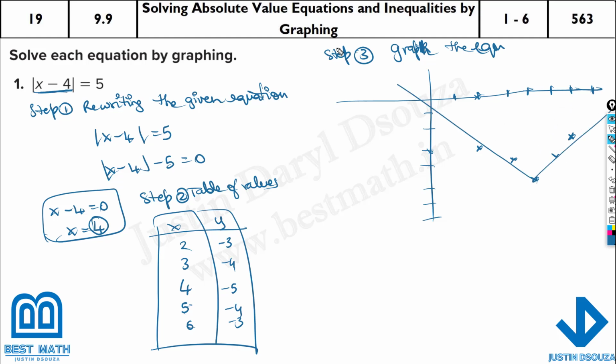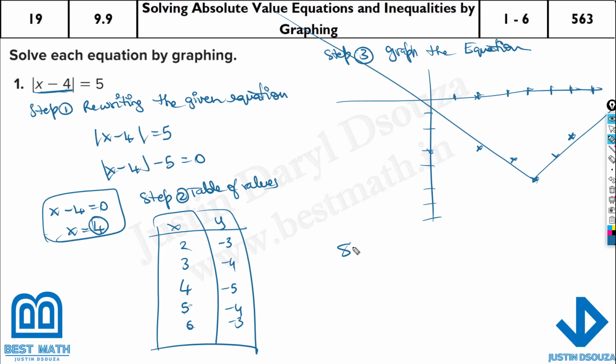We can extend these lines, which are not at all accurate. But anyways, when you do it with a scale and a pencil, you'll get much more accurate points. And if you have a grid itself, it will be much, much more accurate. So this is step 3, that is graphing the equation. Graph the given equation or the question, anything.